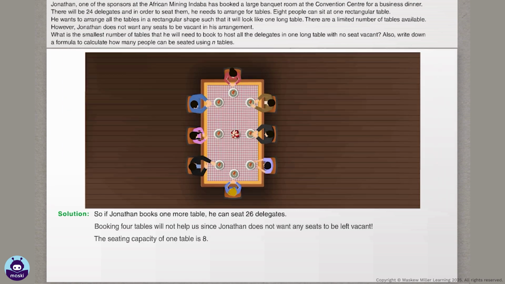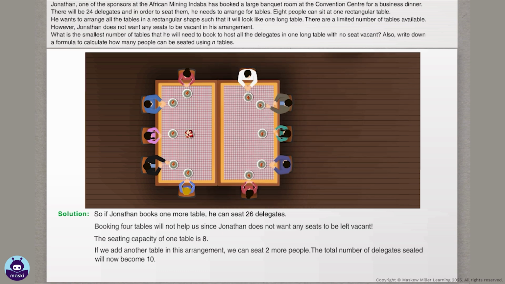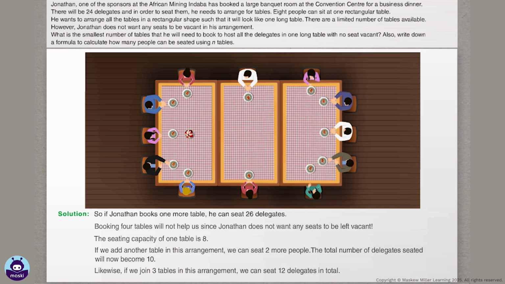How about arranging the tables by joining the longer edges? The seating capacity of one table is 8. If we add another table in this arrangement, we can seat 2 more people. The total number of delegates seated will now become 10. Likewise, if we join 3 tables in this arrangement, we can seat 12 delegates in total.